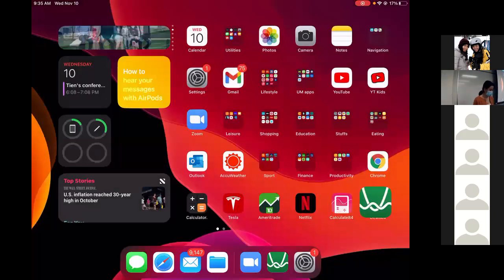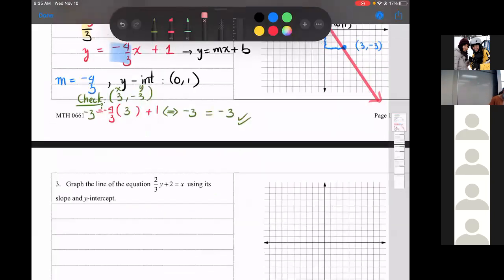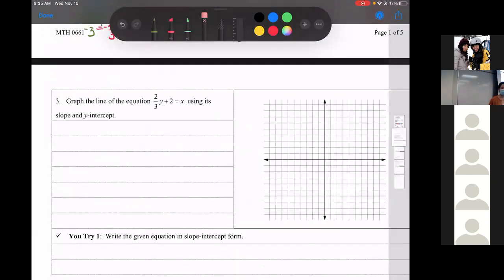All right. Let's do number 3. Same thing. First of all, you have to write this in slope intercept form. Let me rewrite the problem. 2/3 y plus 2 equals x.